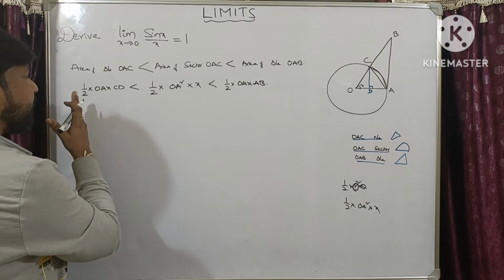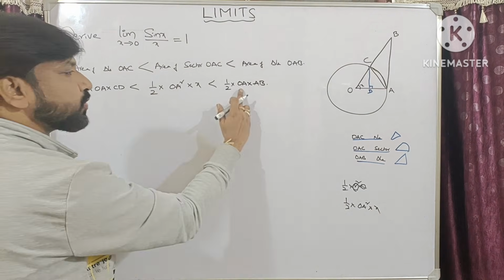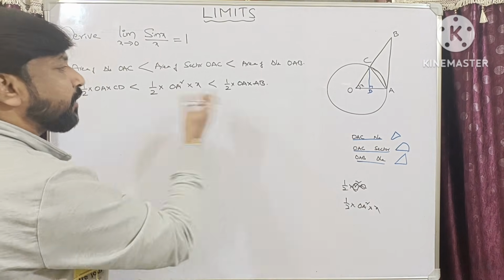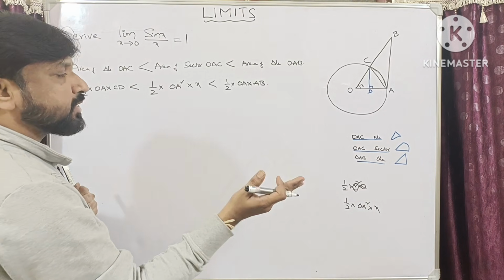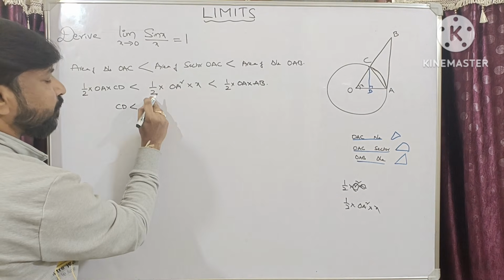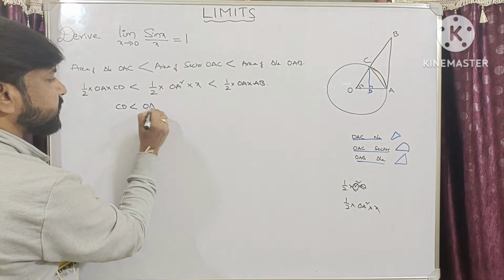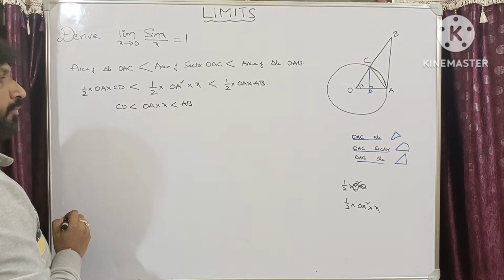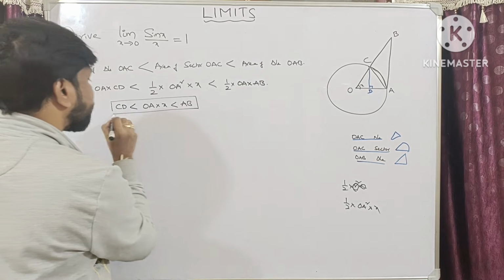Then everywhere half is common and OA is also common. Because OA is the radius, which is positive, and half is also positive, if you cancel a positive quantity the inequality doesn't change. So this can be written as CD is less than half into OA into X, which is less than half into OA into AB. Cancelling, we get CD less than OA into X less than AB. This is one of the equations.